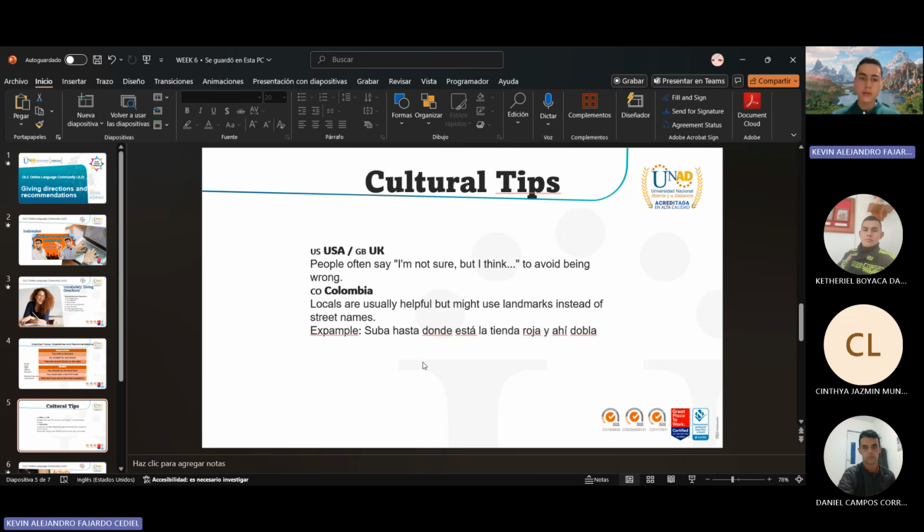In cultural tips, in the USA or in the United Kingdom, people often say "I'm not sure, but I think..." to avoid being wrong. Before, in Colombia, the locals are usually helpful, but might use landmarks instead of street names. For example, "suba hasta donde está la tienda roja y hay doble."